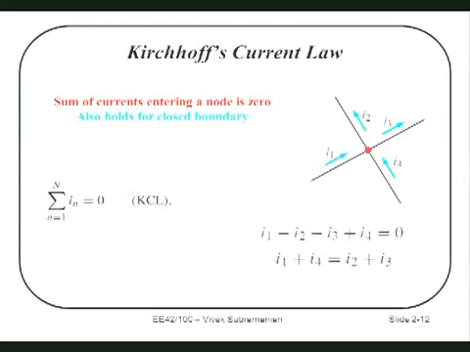In other words, if I were to write it mathematically, let's say I have n lines, n branches running into a node. And I'm going to use a model. I'm going to use a convention.